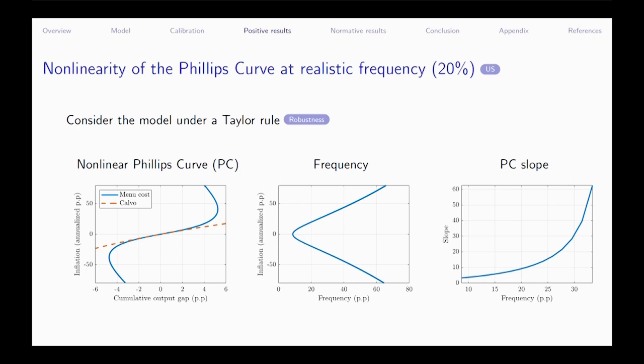nonlinear S-shaped curve that you see in blue, such that the Phillips curve is also rising, with the output gap and inflation positively correlated for small shocks, but for large shocks, something happens in that the Phillips curve bends backward.